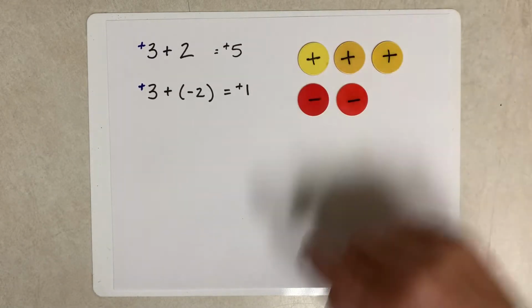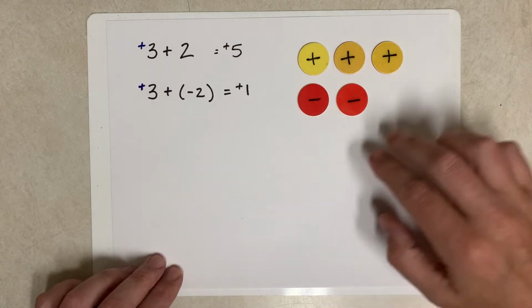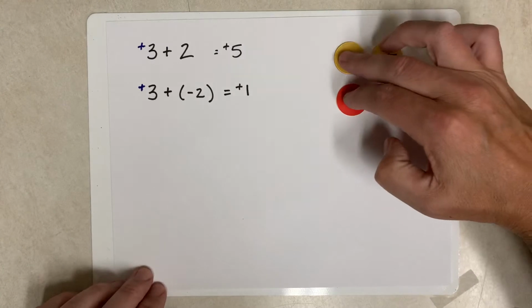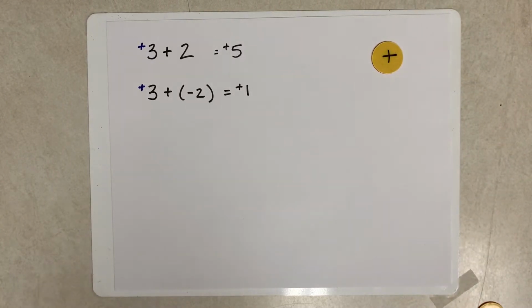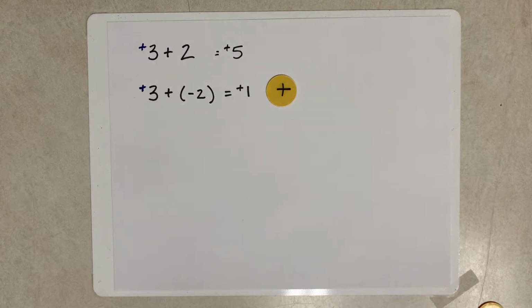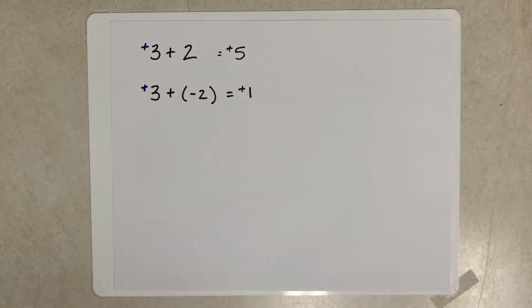So using these manipulatives, let's see if we can get 1. So this pair is going to cancel each other out and they're gone. This pair is going to cancel out and be gone. And so what's left? A positive 1, just like we thought it would be. All right, so using the manipulatives can sometimes help when we're adding and subtracting. All right, let's take a look at another pair.